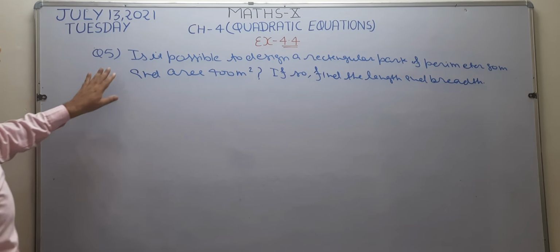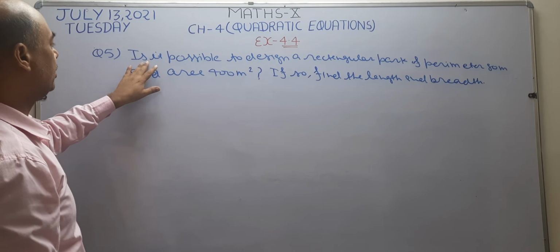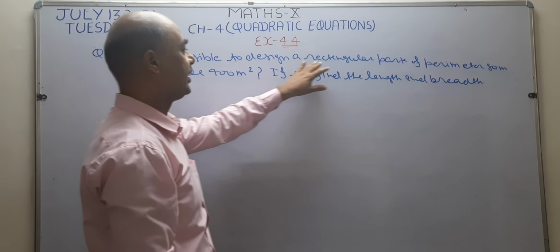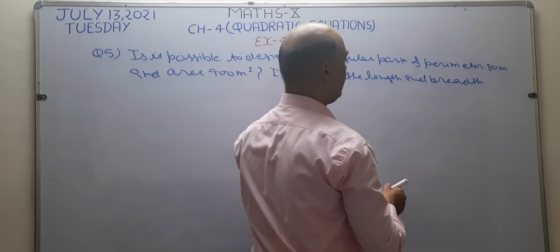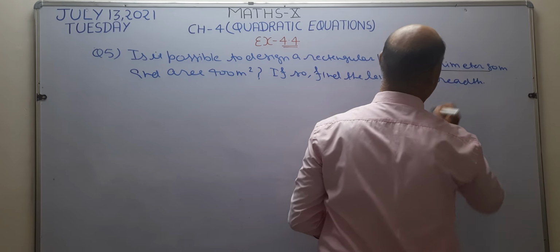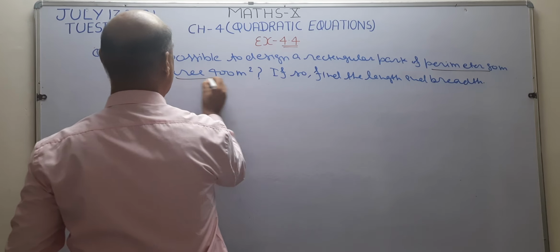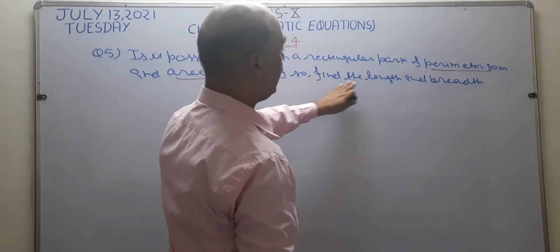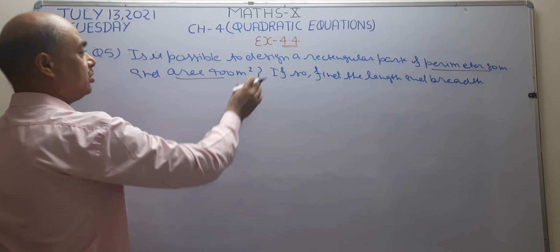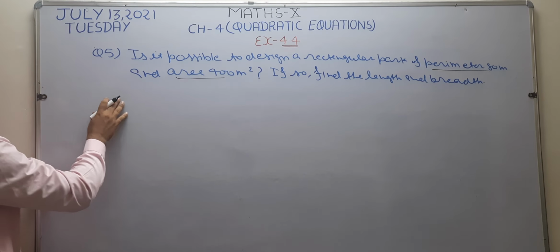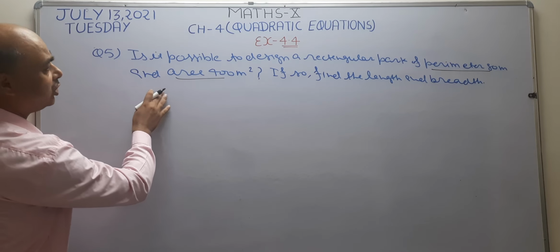Now I want to solve question number 5, last question of this exercise. Is it possible to design a rectangular park whose perimeter is 80 meters? Now in this question perimeter is given and area is also given. If so, find the length and breadth. Since rectangular park is there, so I want to suppose the length and breadth both for this question.